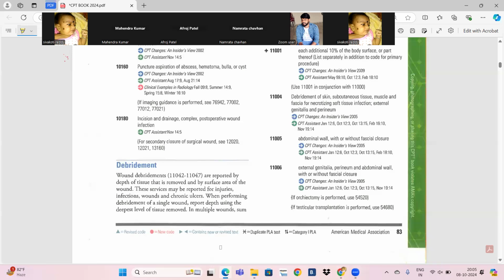Debridements are two types: excisional debridement and non-excisional debridement. If they perform debridement by using chemicals, it is called non-excisional debridement. If they use a scalpel, blade, or like instrument, it comes under excisional debridement. Clear? Excisional and non-excisional difference.